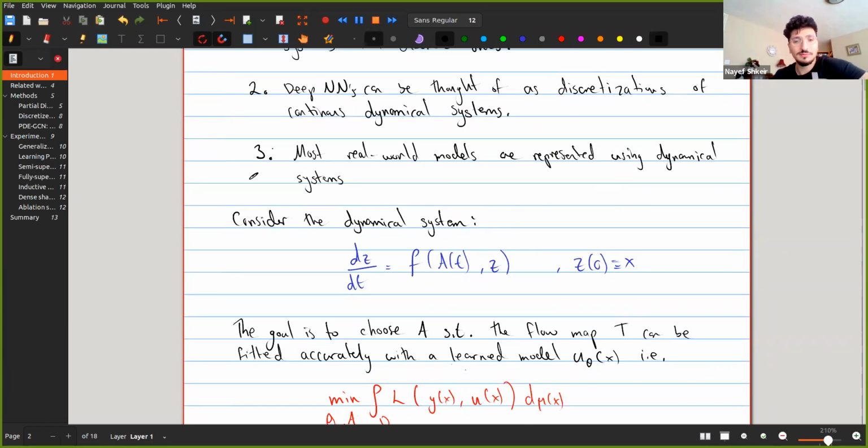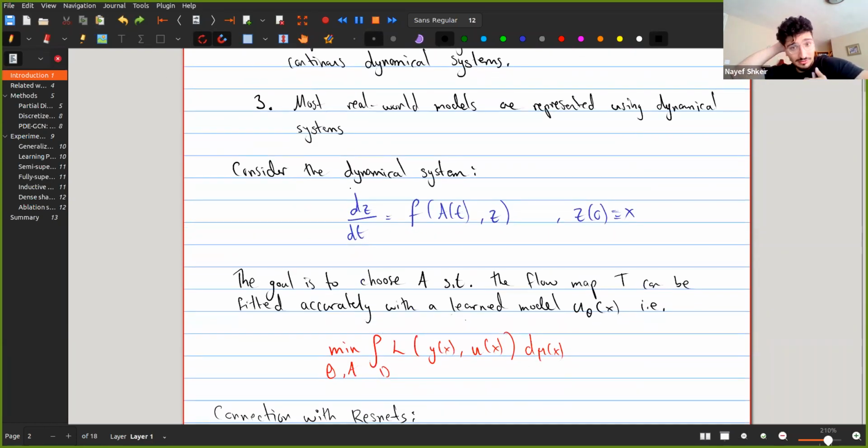Okay, so if you consider this dynamical system, dz by dt is equal to some function f. A here is a control, at z0 is equal to x. And so the goal is to choose the control A such that this flow map at time capital T can be fitted accurately with a learned model U.